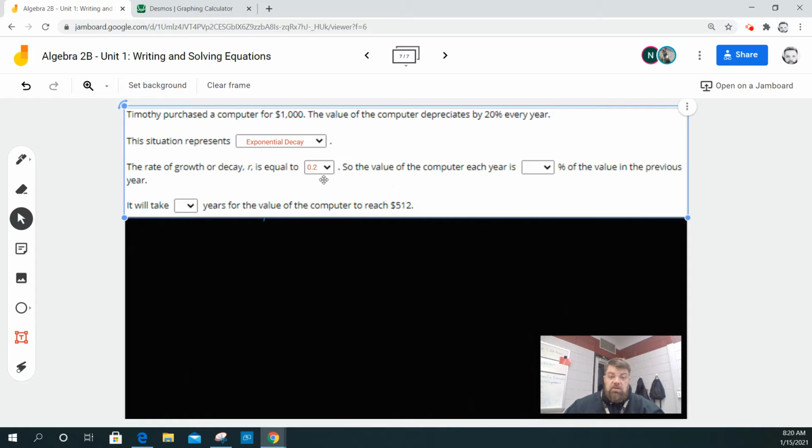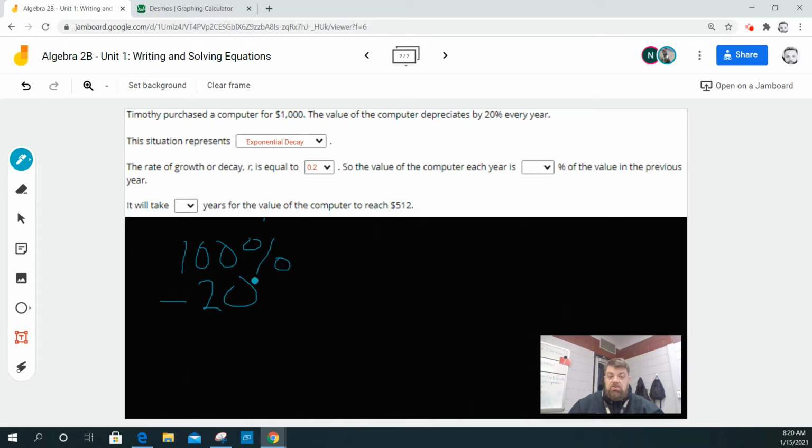Okay. And so the value of the computer each year is what percent of the previous year? Well, the first year, the computer's worth 100%. And then after a year, we're going to subtract 20% from that, which is 80%, right? And then the next year, it'll be 80%. And the next year, it'll be 80%. So it's going to be 80%.